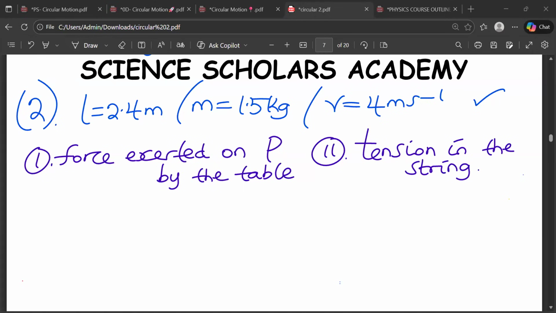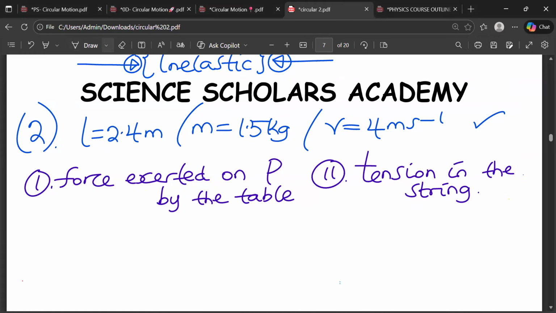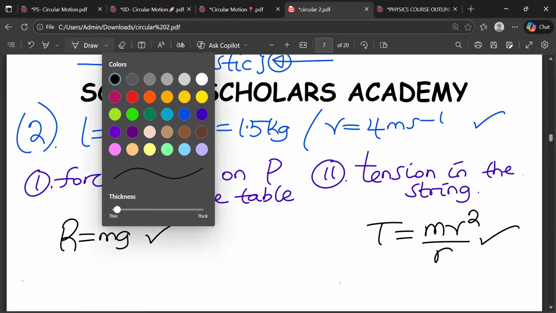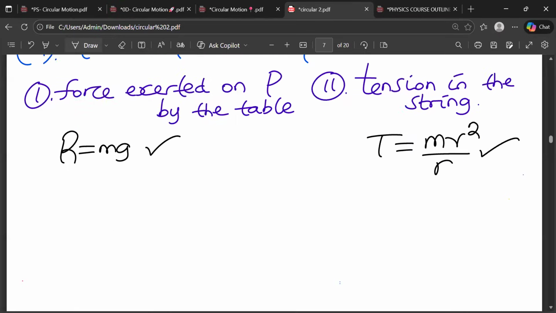People are very fast, and I think I'm seeing people getting the same answer, which is nice. So here what they want is R, which is mg. So you proceed below. Then the tension, since they have given us V, hope people have used mv squared over R. And you know that R is our natural length of the string. And I think people have used that.